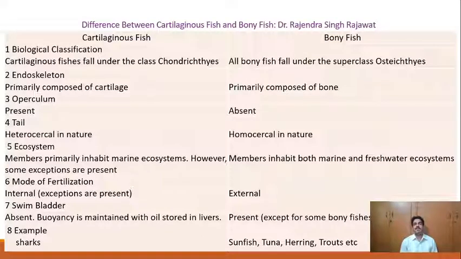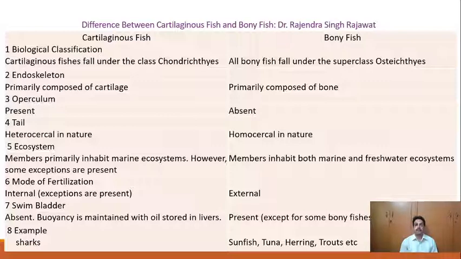The fourth point is tail. The tail in cartilaginous fishes is heterocercal in nature, whereas the tail of bony fishes is homocercal in nature. We can say commonly that heterocercal means the lobes of the caudal fin are not equal, whereas in a homocercal tail, both the lobes of the caudal fin are equal.